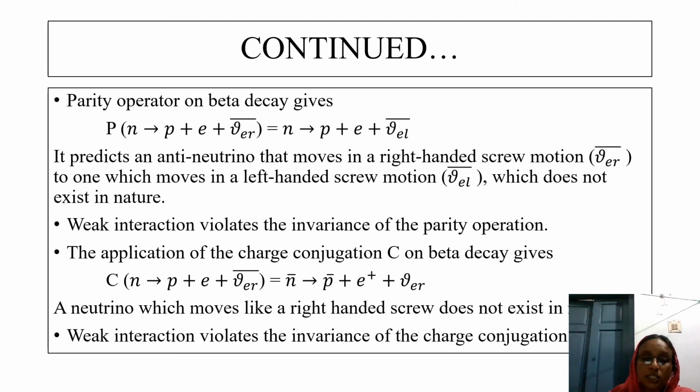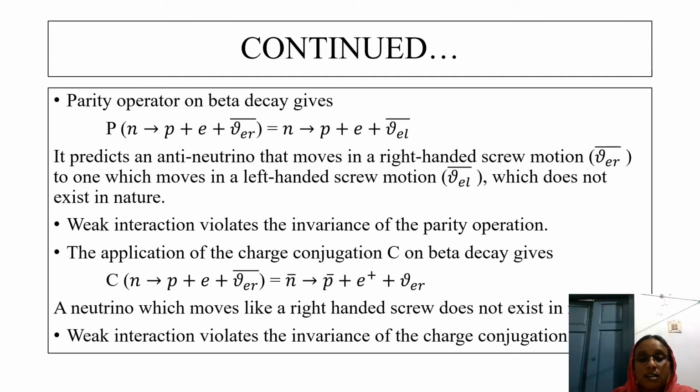Similarly, consider the application of charge conjugation C on beta decay. We already learned that C changes each particle to its antiparticle. So in this interaction, when charge conjugation acts, the neutron is transformed into an anti-neutron and it decays to an antiproton plus a positron plus an electron neutrino, represented as right-handed. This time, this electron neutrino moves like a right-handed screw.